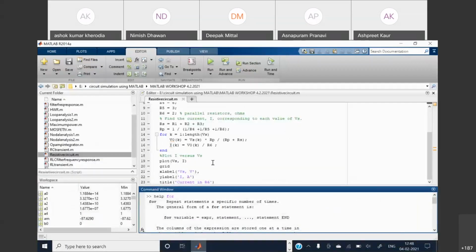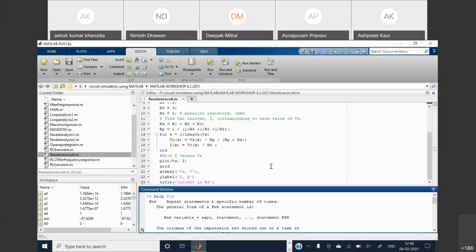So what we have done, we plotted, when we computed V0k, that is output at different k points, is equal to Vsk into Rp upon Rp plus Rs. And then similarly, we computed the current Ik equal to V0k, that is output voltage divided by the current resistance R6, because this current I is flowing into resistance R6. Now, that was your computation part.